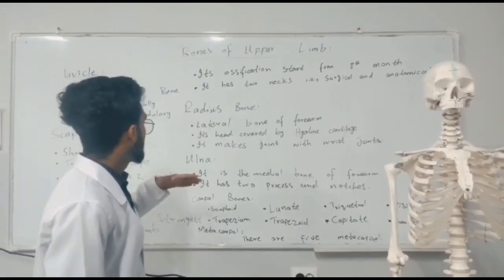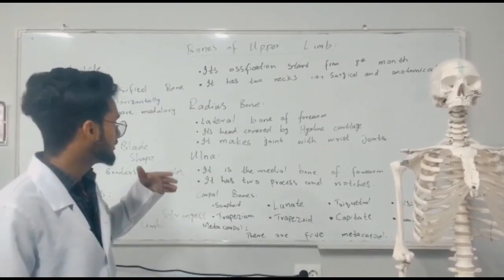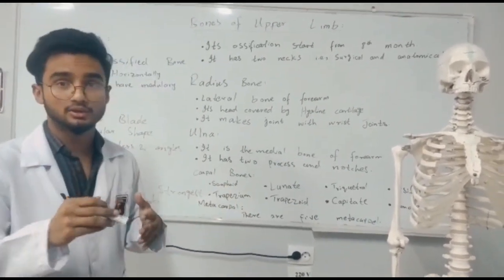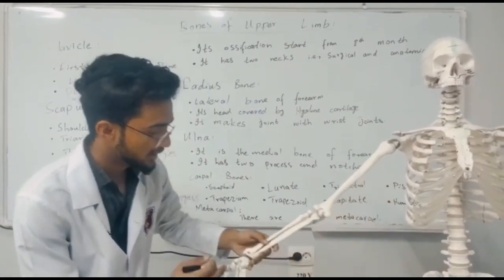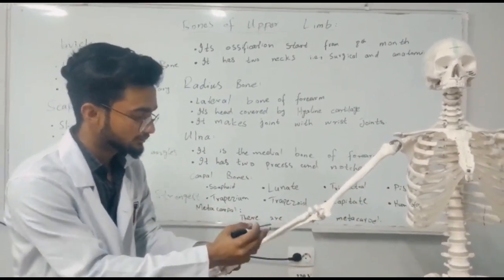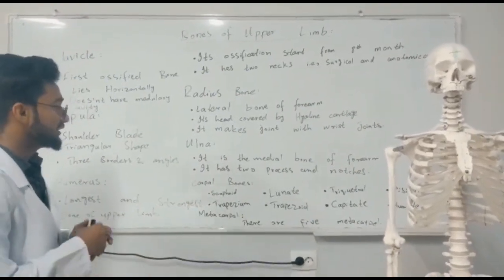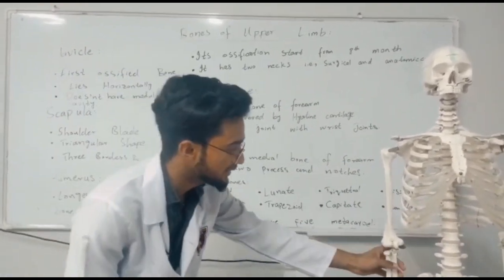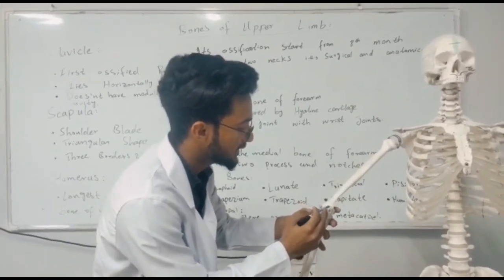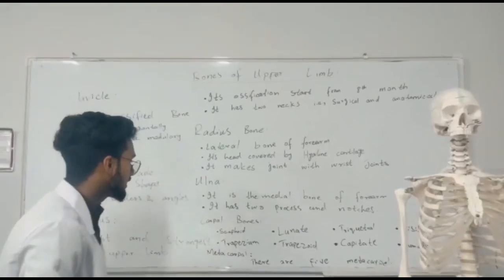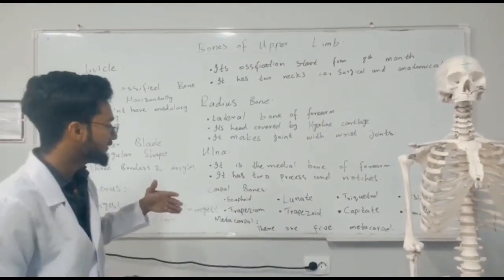Okay, the other bone of the forearm is the ulna. It is the medial bone of the forearm, the bone present on the inner side of the forearm. You can see from here, it is the medial bone. It has 2 processes that are present on the head of the ulna and that are attached with the humerus. Okay, it has 2 processes.